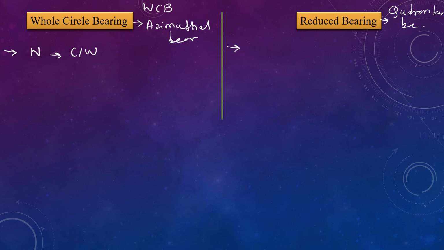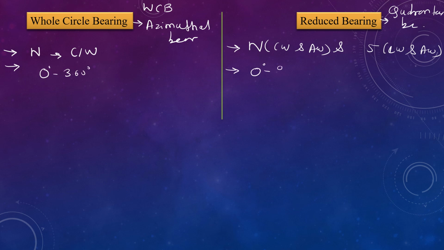Reduced bearing is measured from the north and from the south pole, in clockwise and anti-clockwise direction. The angle range for the whole circle bearing is 0 degree to 360 degree, and for the reduced bearing the angle range is 0 degree to 90 degree. So this is how we calculate the whole circle bearing and reduced bearing.